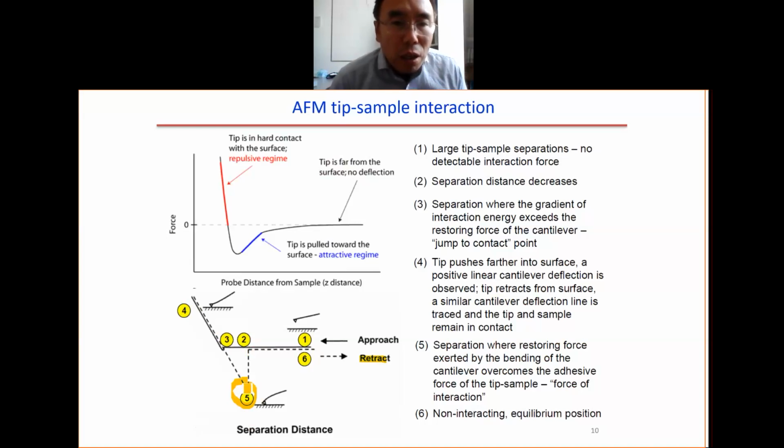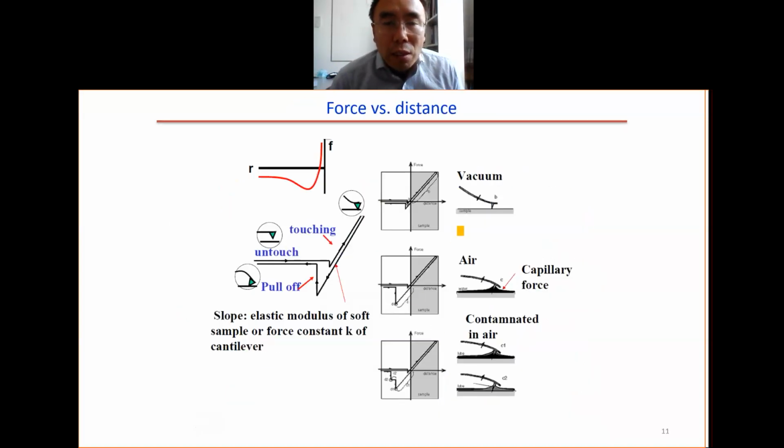When you do the AFM in vacuum, the forward and back curves pretty much overlap. But when you do this in air, there is the capillary force. You need to pull the tip out of the capillary force, out of the liquid. That's why you have this one here. If you have contamination, it can be even more complicated.